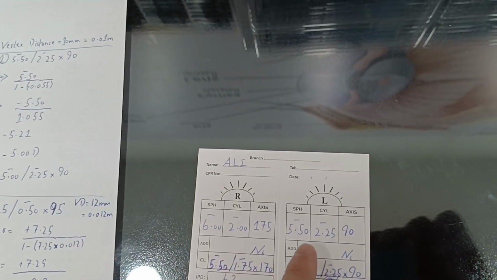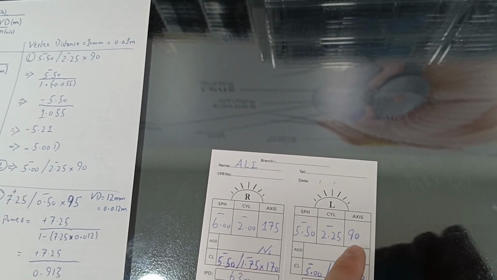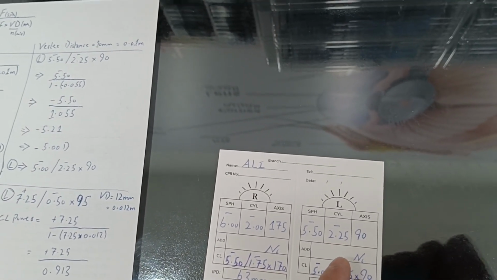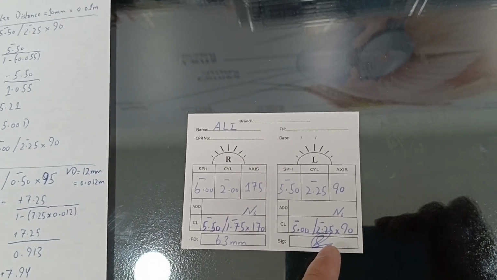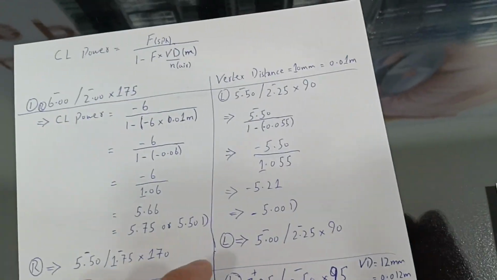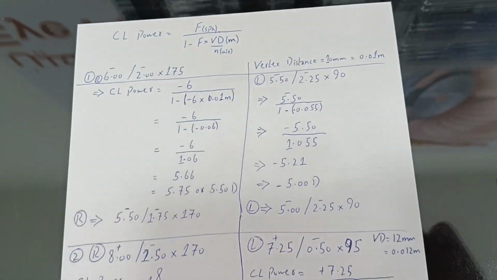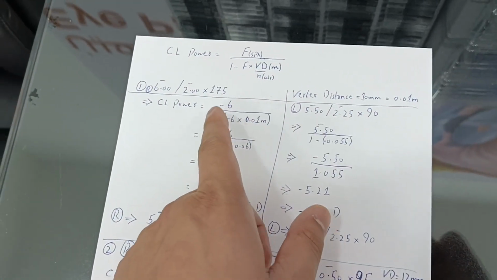Same I have done for the left eye. Here the axis we will not change, and -2.25 is available in soft contact lenses, so we are not going to change this. Other than this, it is almost the same, and the vertex distance is the same for both the right and left eye.